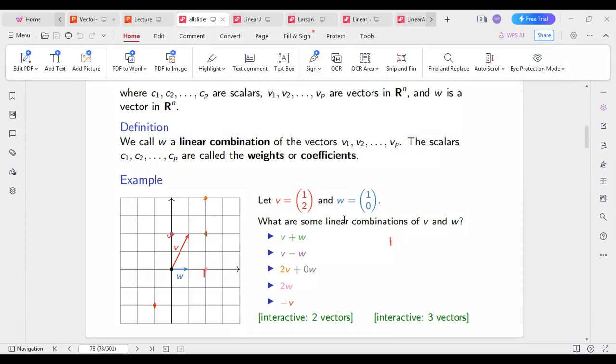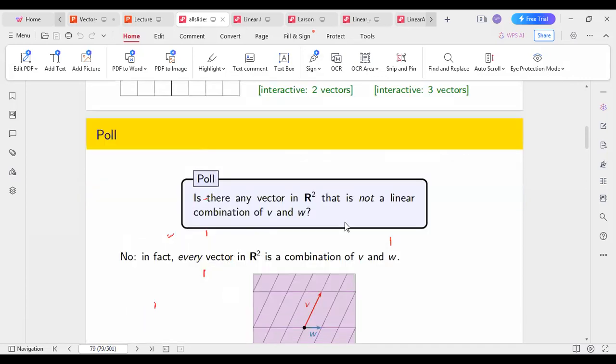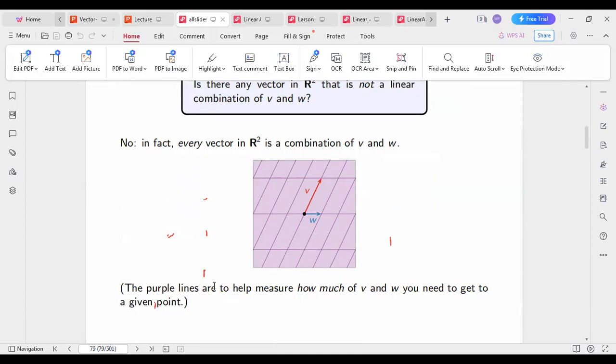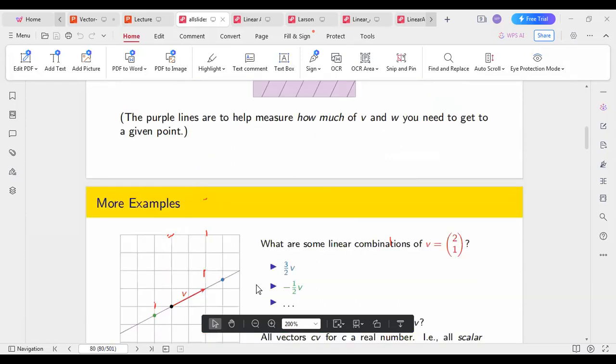Now, is there any vector in R2 that is not a linear combination of B and W? In fact, every vector in R2 is a linear combination of B and W. This is the W vector and this is the B vector. The purple lines help to measure how much of B and W you need to get a given point. Now another example.